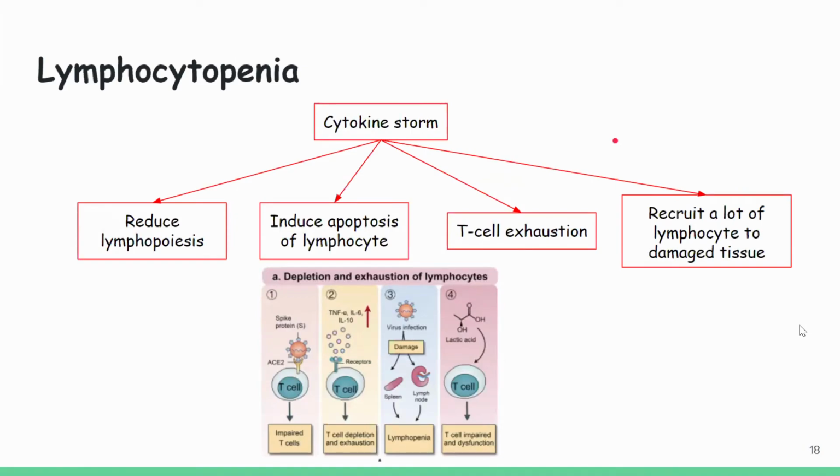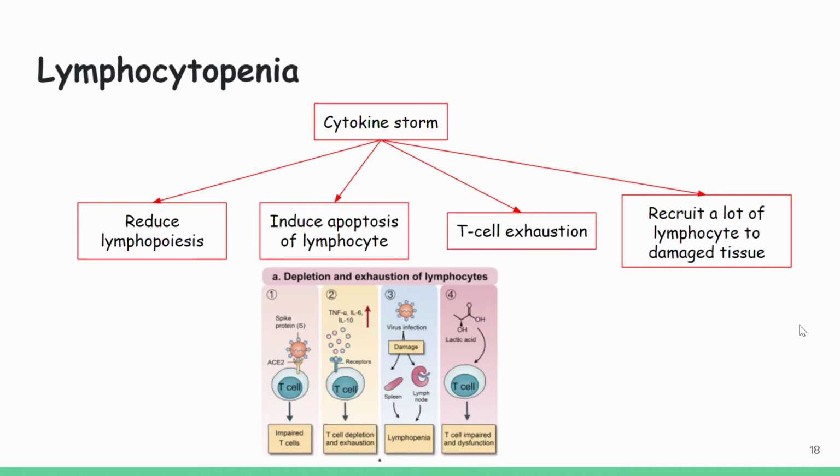Because of the cytokine storm, which group 1 described in COVID-19 patients, the cytokine storm can lead to lymphocytopenia through reduced lymphopoiesis, induced apoptosis, T cell exhaustion, and recruitment of many lymphocytes to the damaged tissue. This picture clarifies the impact on T cells: depletion and exhaustion, lymphopenia, and T cell impairment and dysfunction. The first is ACE2 receptor expression on lymphocytes or T cells, which can promote SARS-CoV-2 entry into the lymphocyte and cause T cell impairment.